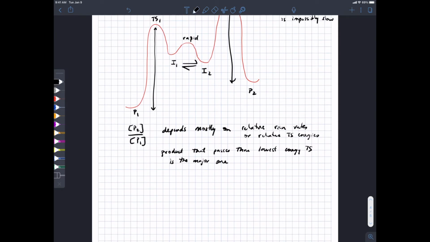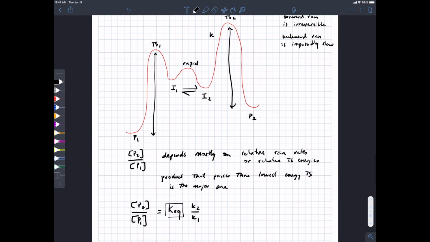Now, your text shows you that you can actually show this relationship mathematically. The ratio between the products should equal... And the equilibrium between the two intermediates actually does matter. But the major contributor is the reaction rates. So rate of reaction 2 versus rate of reaction 1. And the major contributor is this difference in reaction rates. Equilibrium matters a little, but reaction rates matter a lot.